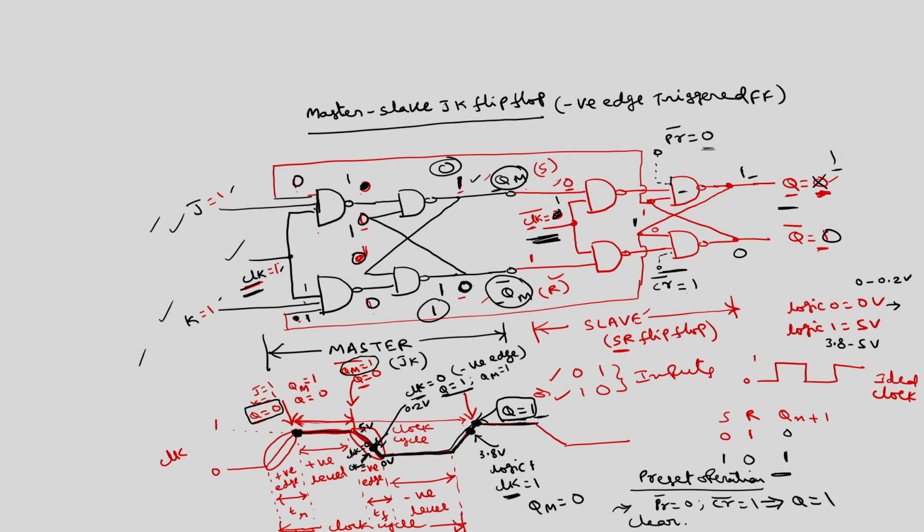For the clear operation, we make preset equal to 1 and clear bar equal to 0, so that you get Q equal to 0. If this is 0, output becomes 1, and preset bar is equal to 1. So this is also 1, this is also 1, output becomes 0. So Q is equal to 0.